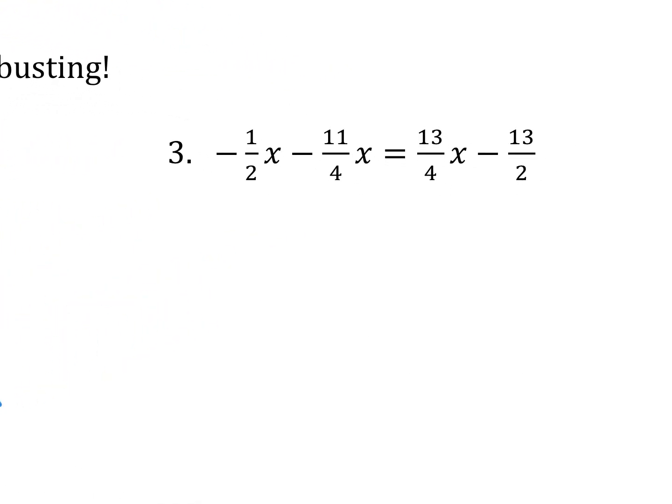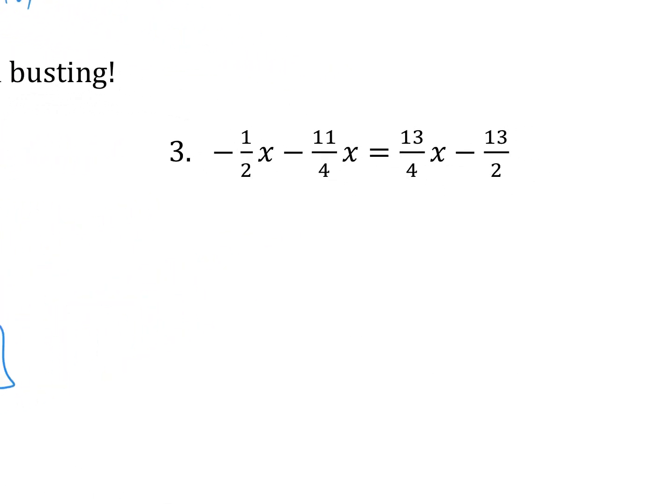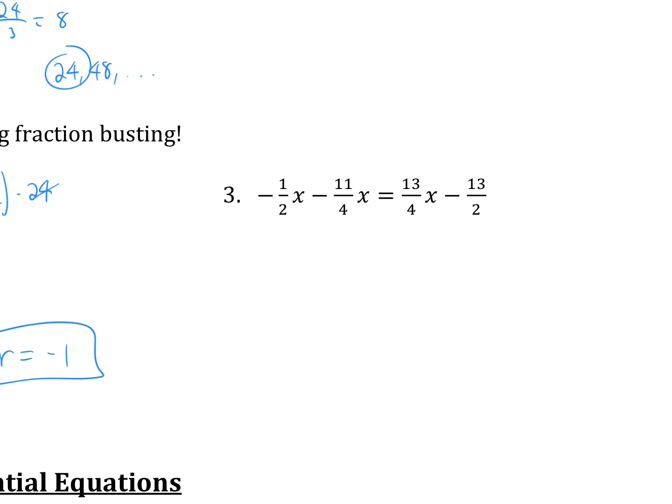All right, so number 3, we have this whole kind of big mess here. So the numbers I see are 2 and 4 for denominators. So we start at 4. Does 4 divide by 2? It does. Does 4 divide by 4? It does. So we know that 4 is going to be our least common denominator here, right? So we're going to multiply both sides by 4, everything by 4, and that's going to cancel stuff for us.